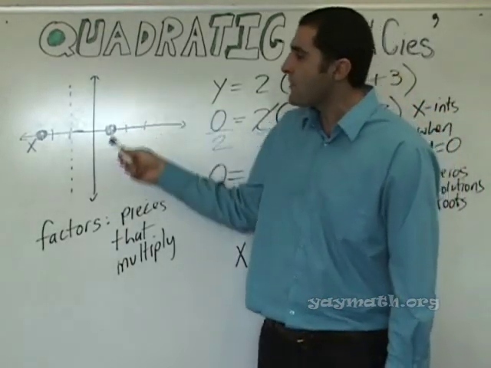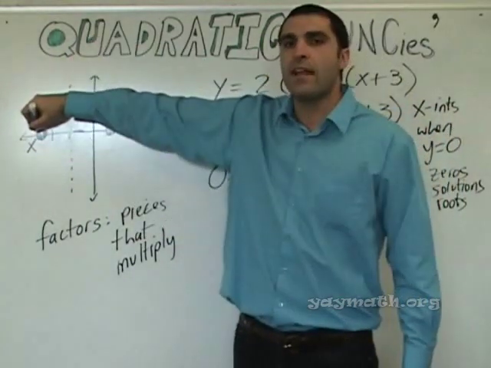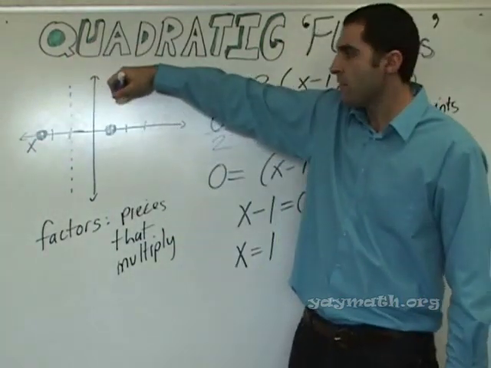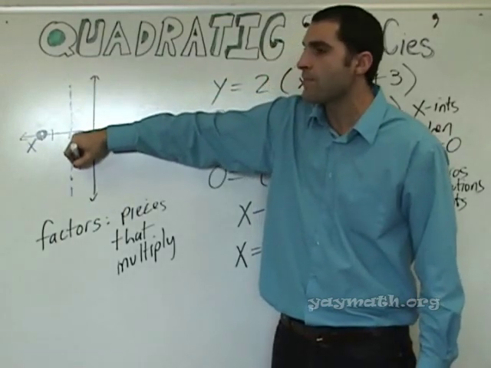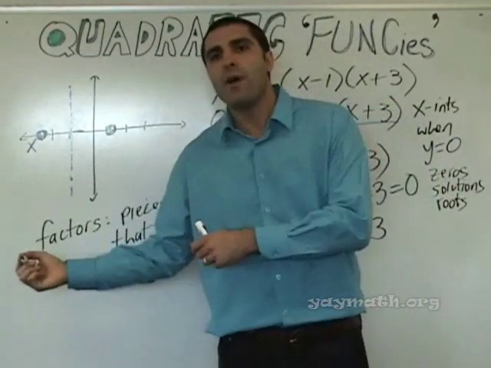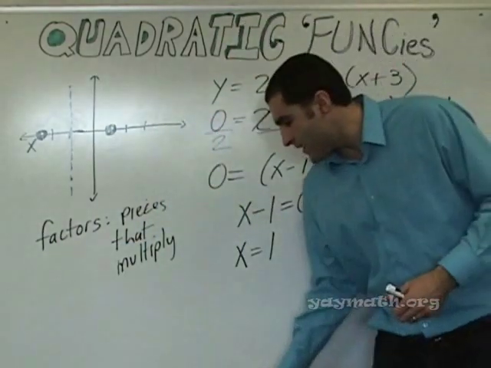However, if you know a parabola is perfectly symmetric, you know that halfway between negative 3 and 1 will be the point negative 1. So your vertex is somewhere over here, and you can plug in negative 1 to get y. But that's another issue. Let's go back to this.